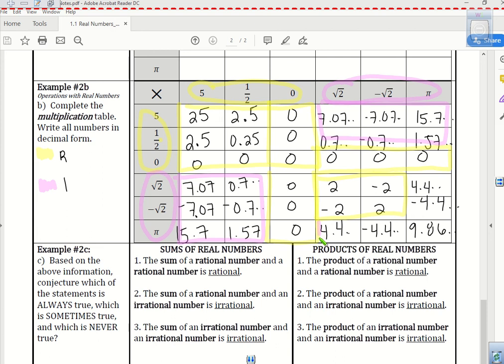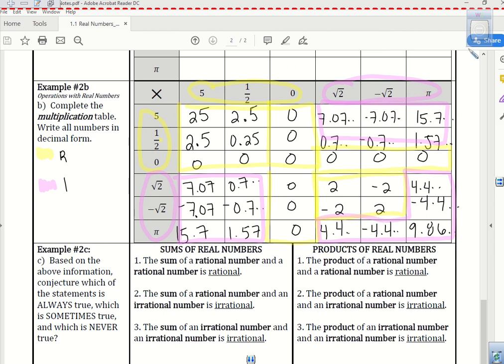And down here, just going through and seeing what this says. Rational times irrational. We have zeros here, so this is sometimes rational. Same thing here, sometimes rational. Irrational times irrational does yield us some rational numbers, so sometimes rational, sometimes irrational. All right, now let's put everything together.